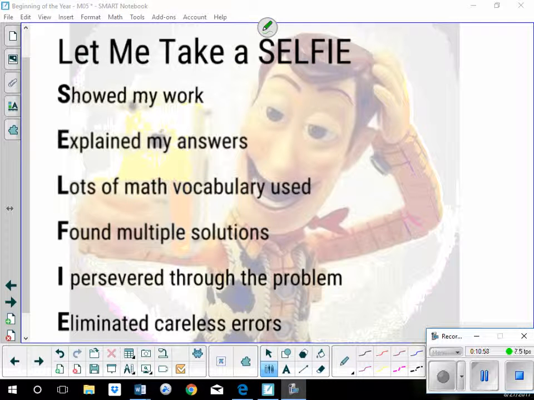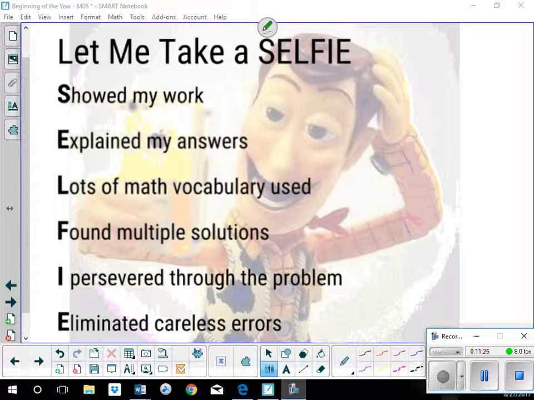For this last part today, I would like you to pull up one of the math problems that you have been working on. That could be number 2 or number 3 or number 4 or number 5. And we're going to take a selfie. This is a math selfie, so it's a little bit different. Do you see Woody there taking a picture? Isn't he so cute?